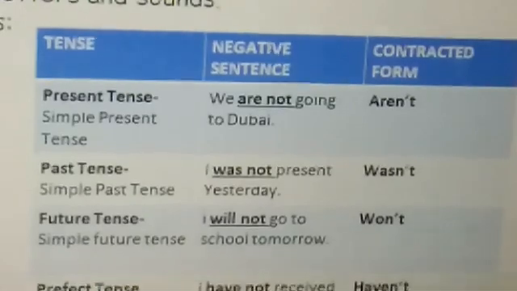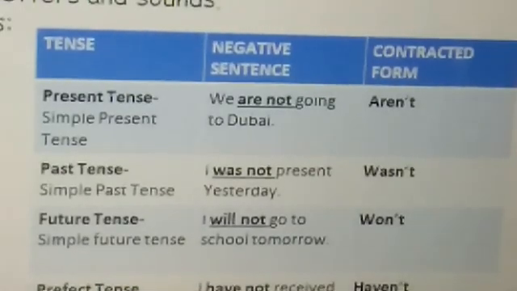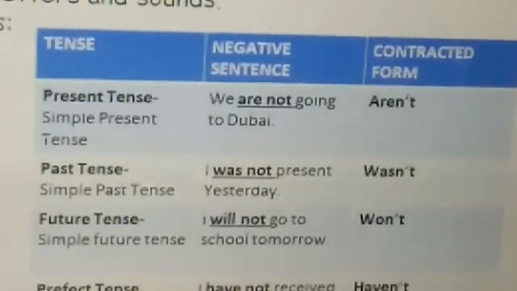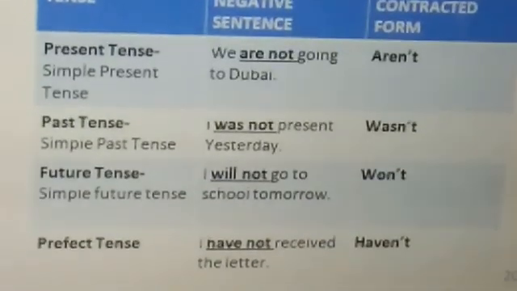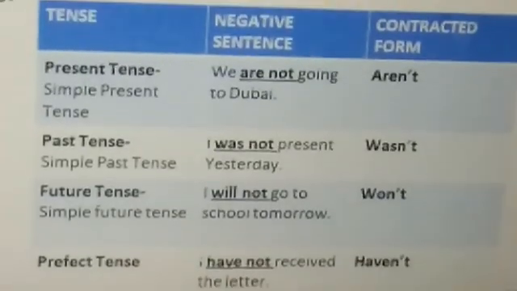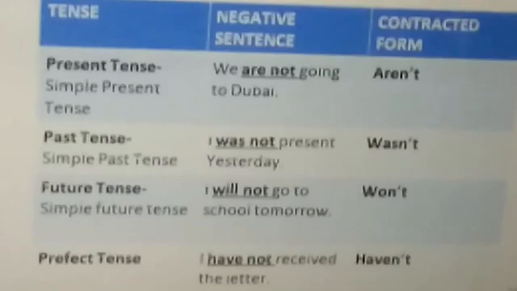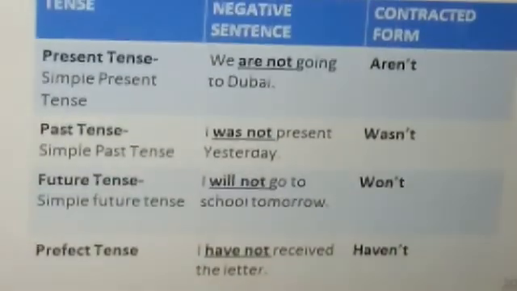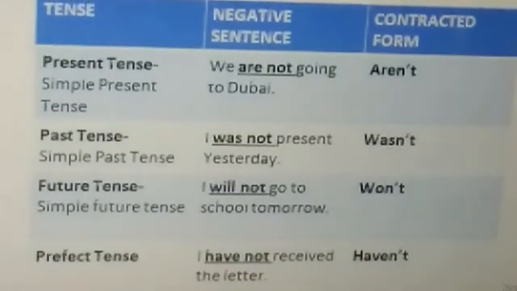What is future? What we'll be doing in the future or what we have planned in the future. I will not go to school tomorrow. So will not, the word will reflects the future tense and not is negative. So won't will be W-O-N, apostrophe T. What is perfect tense? Perfect tense, I have not received the letter. So have not will be contracted to haven't, that is H-A-V-E-N, apostrophe T. So this is the way how we are contracting the negative sentence.